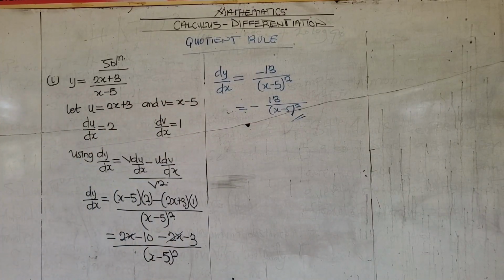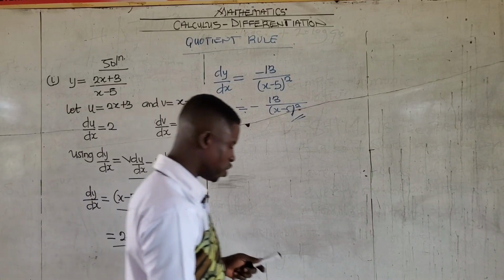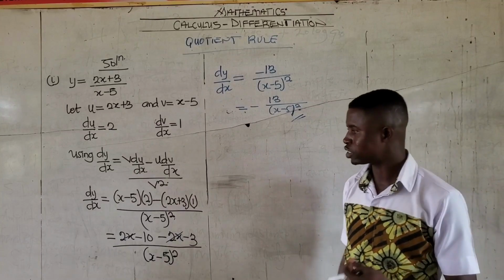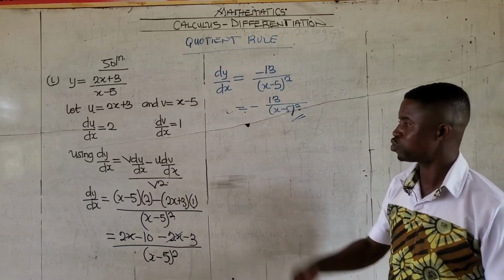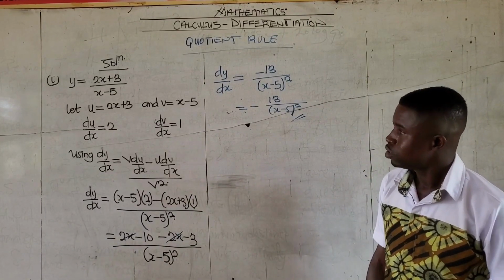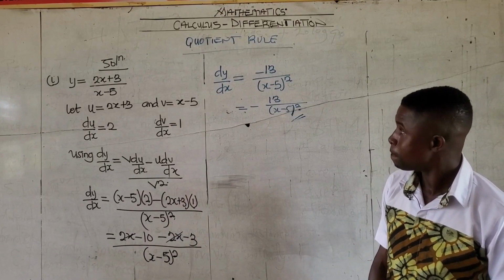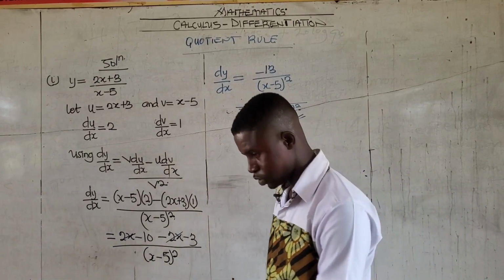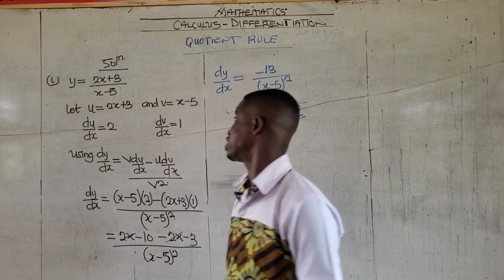This is the quotient rule. Also very simple, just like the product rule. Let's go to the second question.